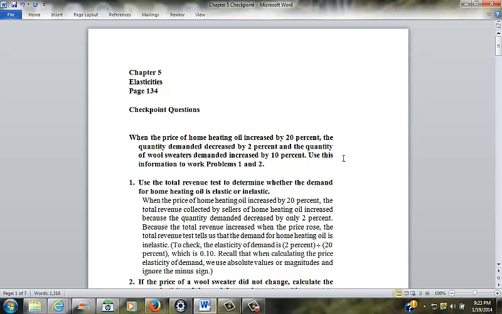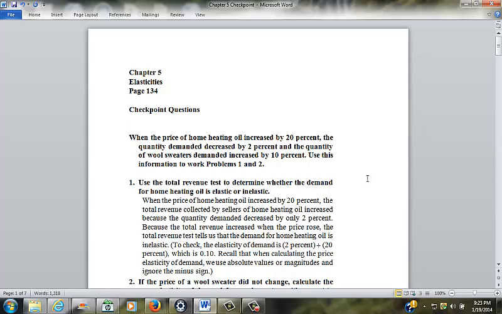And the quantity demanded decreased by 20%. The first part of that is to use the total revenue test to determine whether the demand for home heating oil is elastic or inelastic.